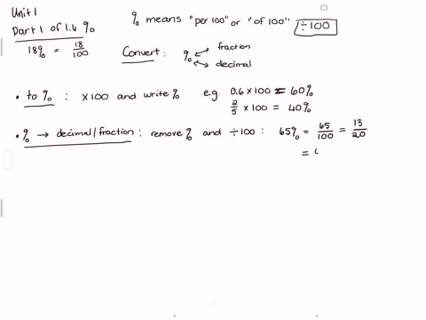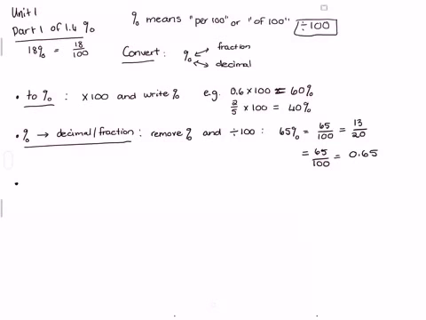Or if I want it as a decimal, I would just change that to a decimal and get 0.65. Again, it's fine to use your calculator there to get those answers. Right, so just know your basic rule and it's simple there.